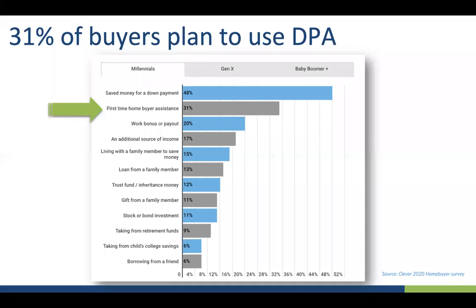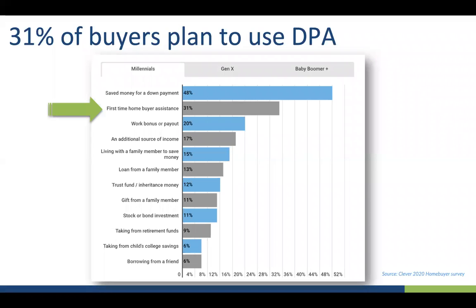They asked potential buyers where they intended to get their down payment from. The second most popular answer at the beginning of this year, especially among millennials, was that they intended to use first-time homebuyer assistance programs, second only to saving their own money. But think about the things that they prioritized down payment assistance programs over.